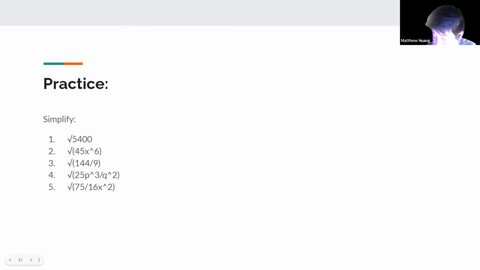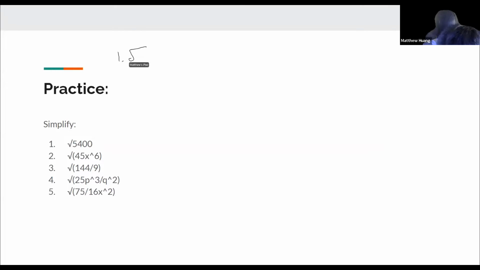All right, so I'll just start working through them now so that I'll write out some more steps so it's easier for you guys to see. So for number 1, it's root 5400. The most obvious thing you could see is just 100, which is just the 10 squared. So we can factor out 100, root 100 times the 54 is still there. Remember, these have to equal the original thing when multiplied together.